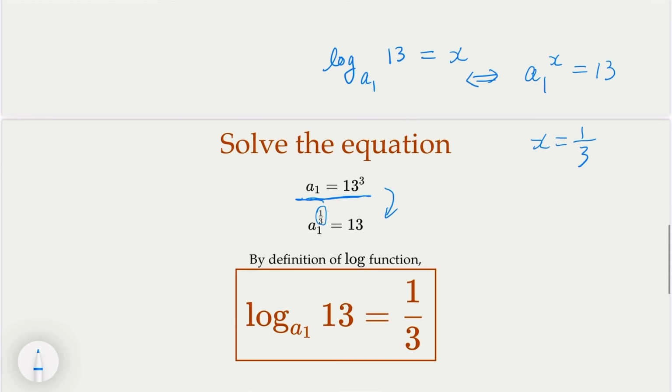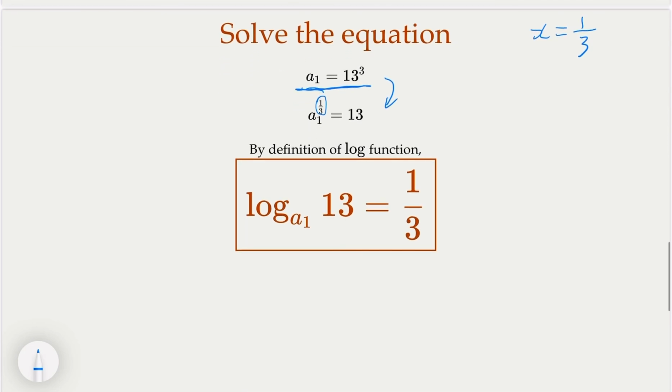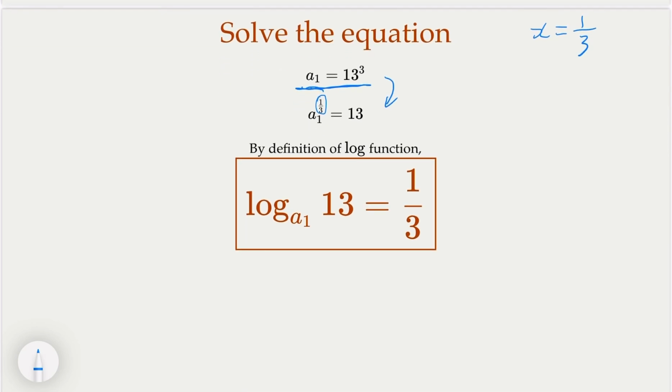So one thing we learned is that sometimes you don't have to solve for the actual value. You want to find out what your final objective is. So in this case, you don't have to multiply 13 by 13 by 13. Rather, you put this in the proper form for the logarithm.